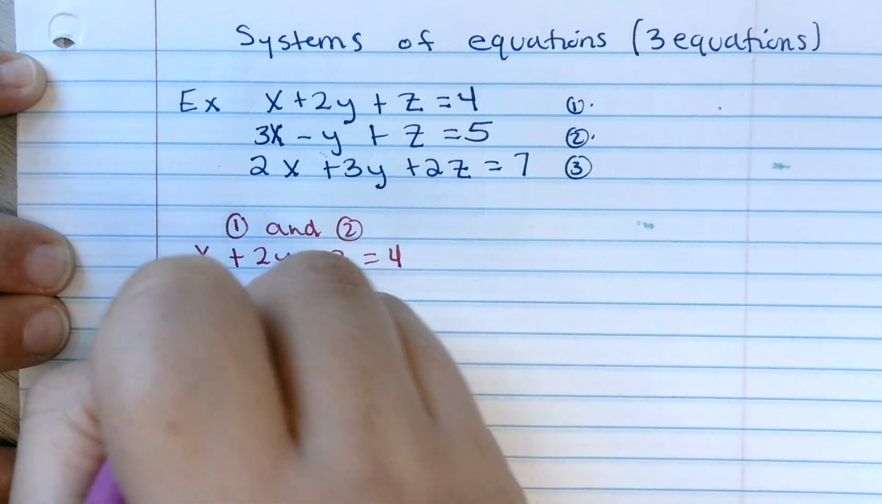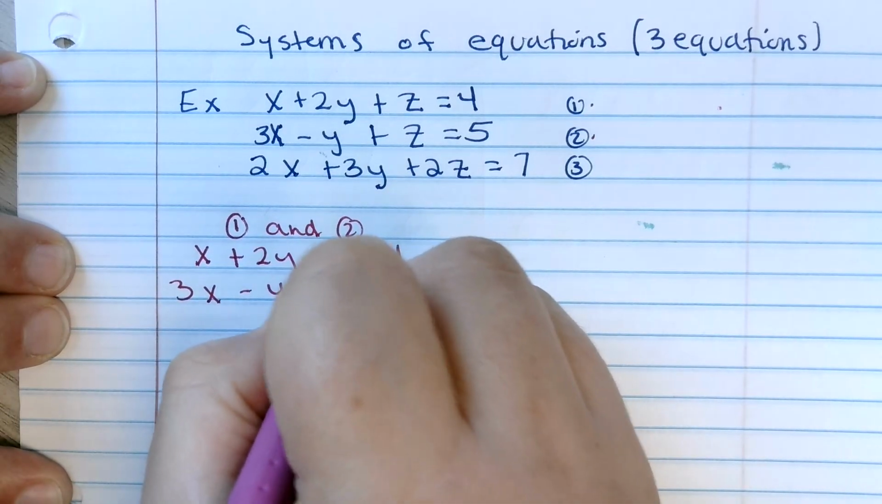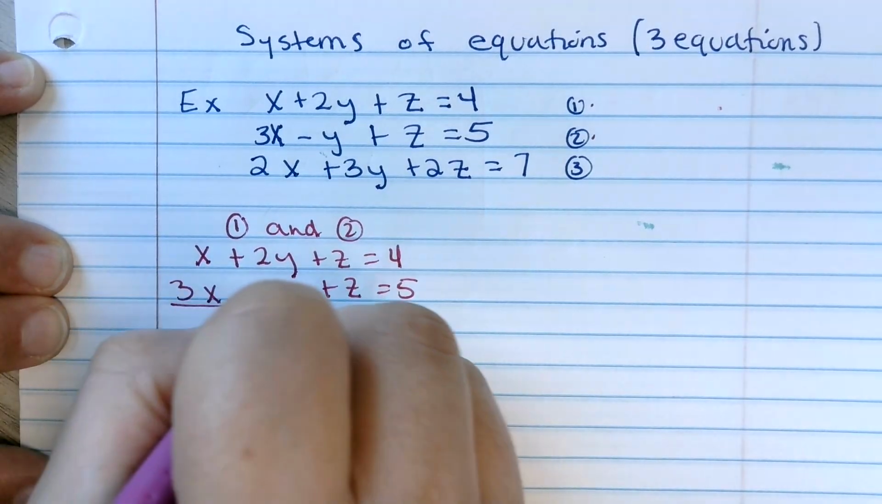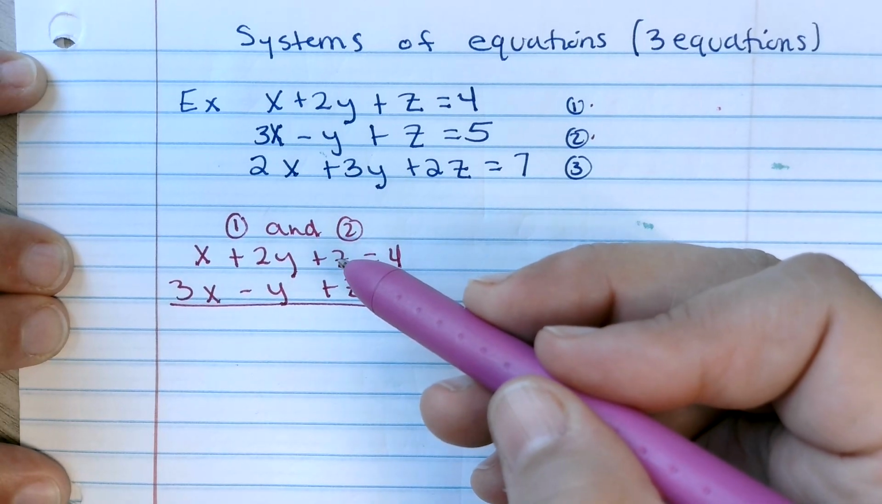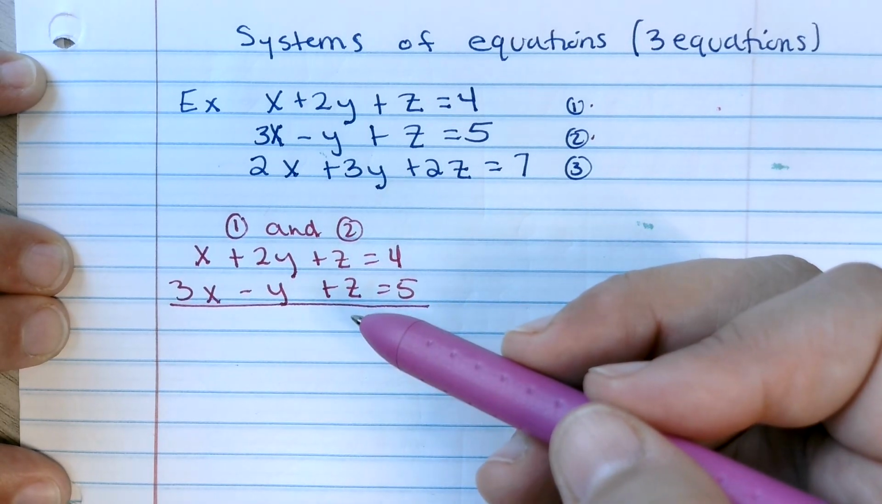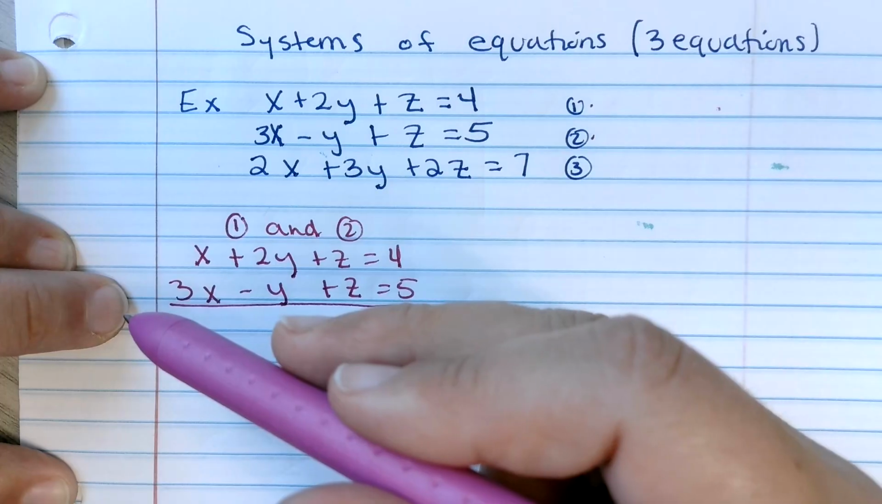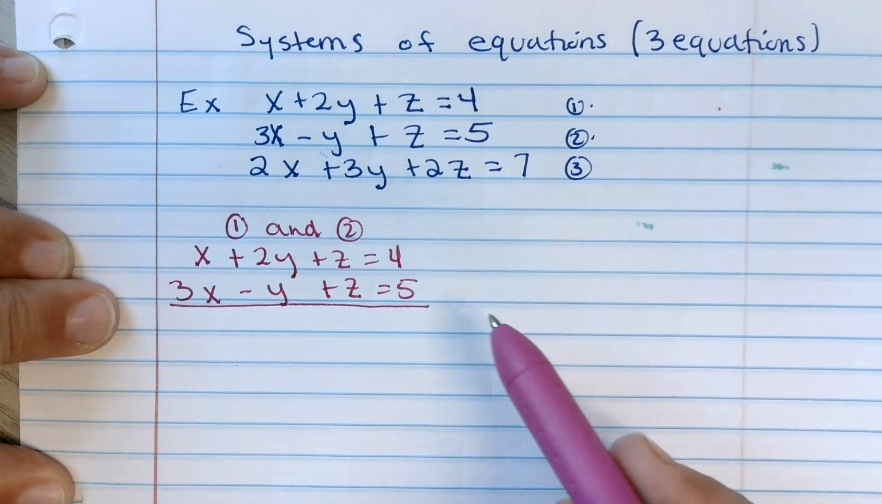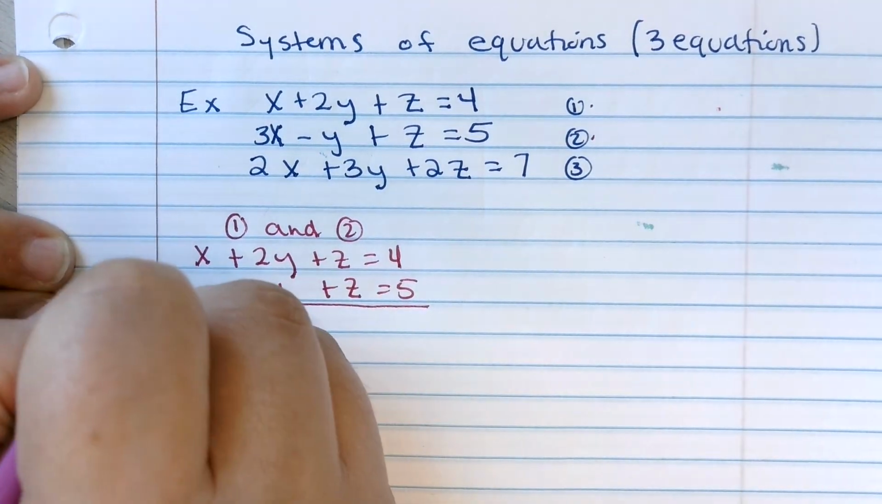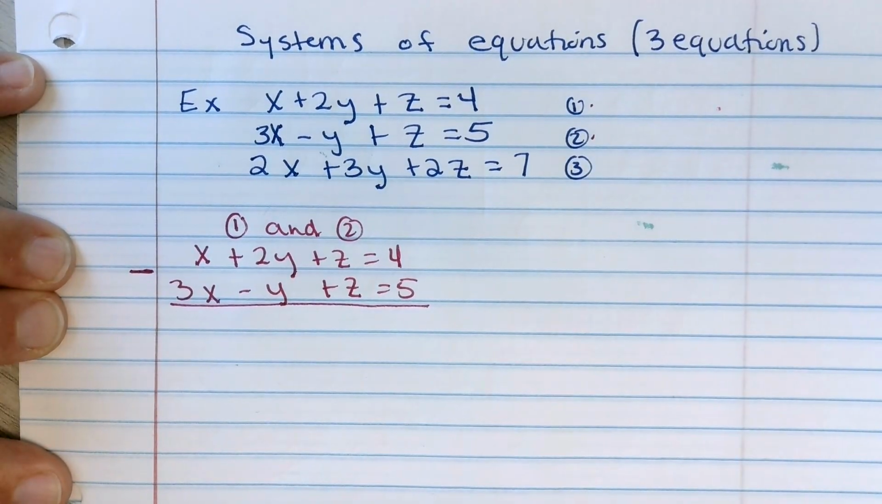And 3x minus y plus z equals 5. Now, in order for the z's to cancel out here, one needs to be positive and one needs to be negative. You can multiply the entire bottom equation by -1 and change all of the signs, or you can subtract. But if you're just subtracting, please be careful.